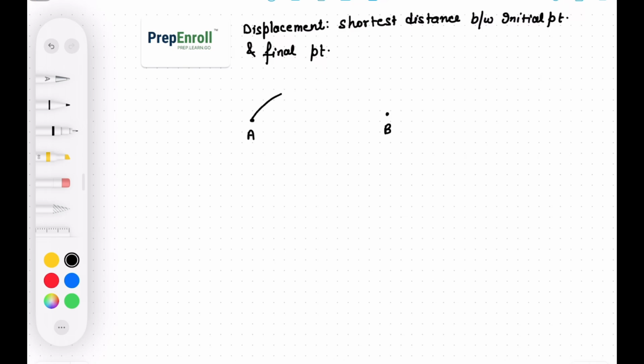through a different path, let's just say this path. If I have to find out the displacement, I'll draw a straight line from point A to B. A is my initial point where my motion started and B is my final point where my motion ended. So displacement becomes the shortest distance between the initial point and final point.